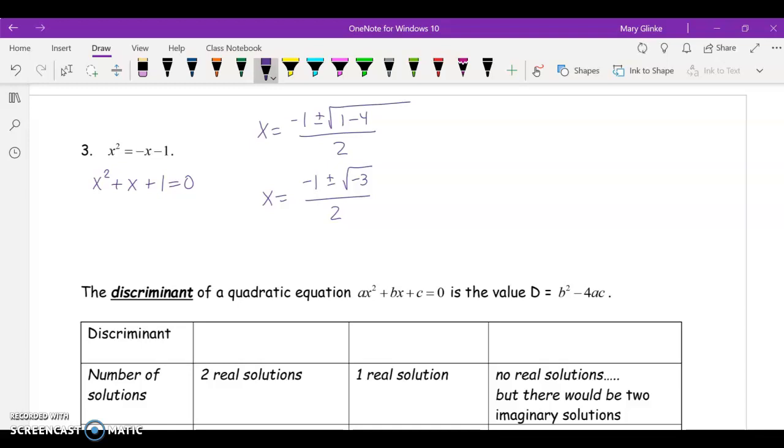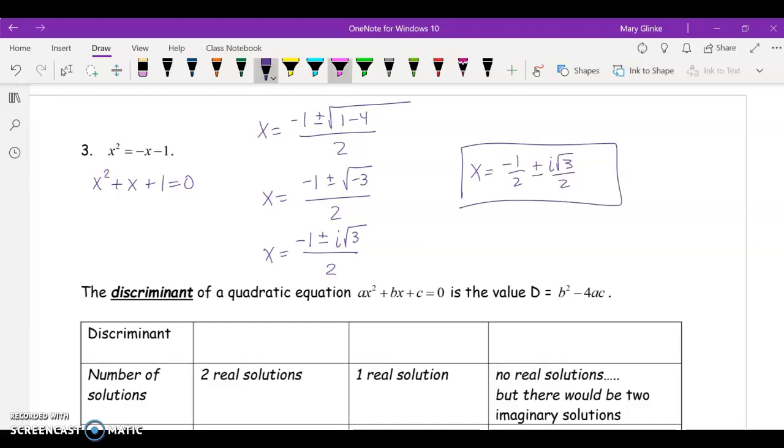But we can still actually get an answer this year. So we're going to do negative 1 plus and minus. We're going to take the square root of negative 1, which is i. And we're going to leave the root 3 alone because we can't simplify that any farther, and it's all over 2. So break this into 2 separate fractions. X equals negative 1/2 plus and minus i root 3 over 2. And this would be our final answer because it doesn't simplify anymore.